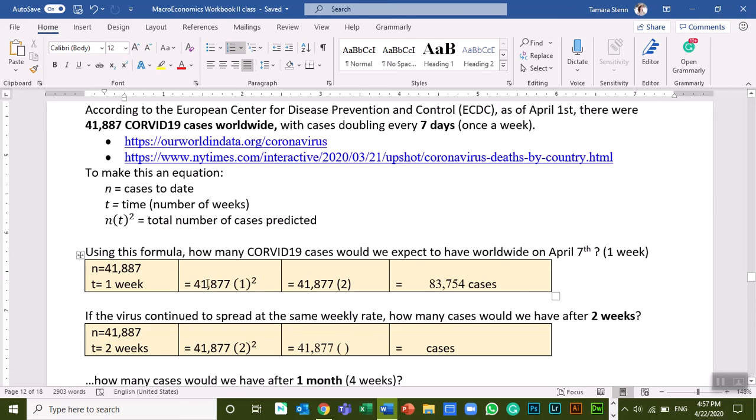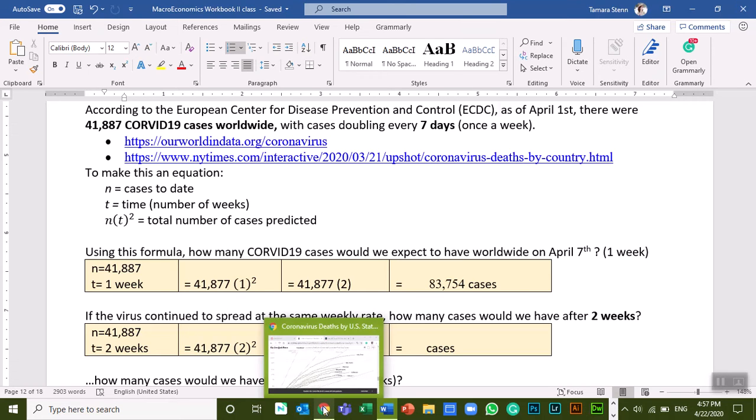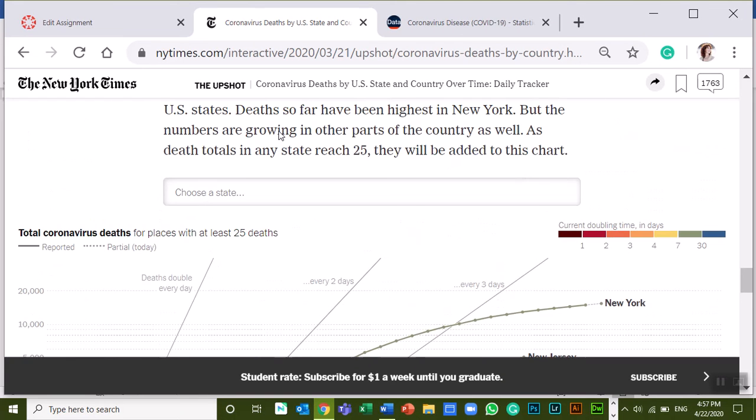Here we're looking at 41,000 times a number of weeks, which is 1, and it's doubling every week. So we have that 2 to the power of 1. I do my PEMDAS, my please excuse my dear Aunt Sally, so parentheses, exponentials, so I have my formulas run in the right direction. I come up with 83,754. If I go back to my data, let's see what happens.